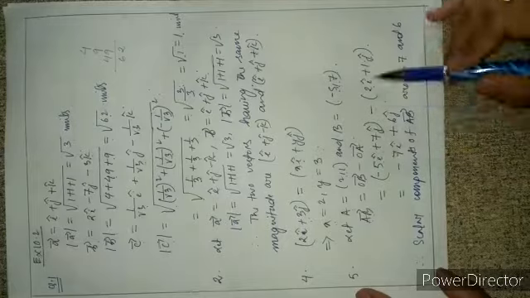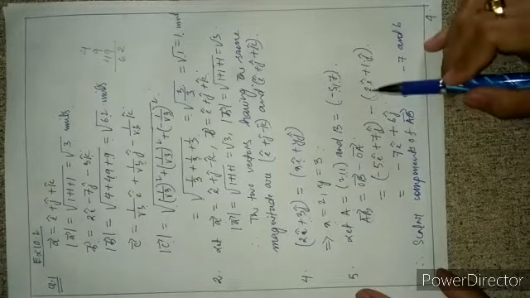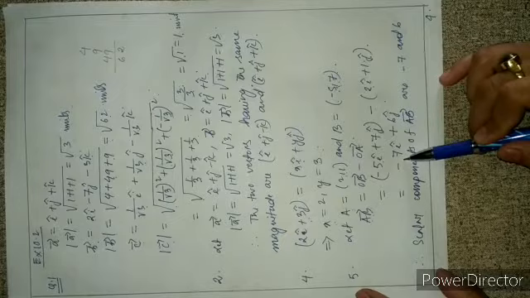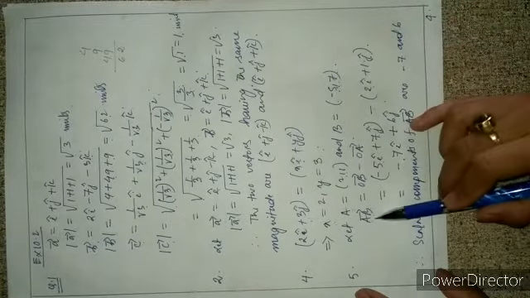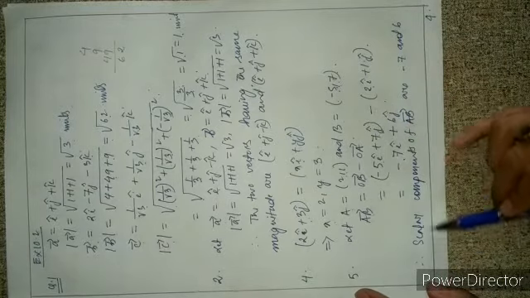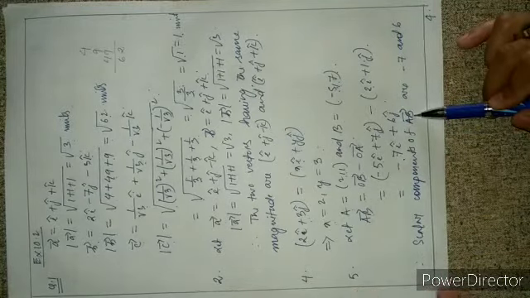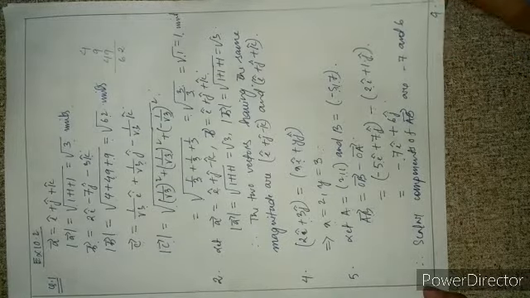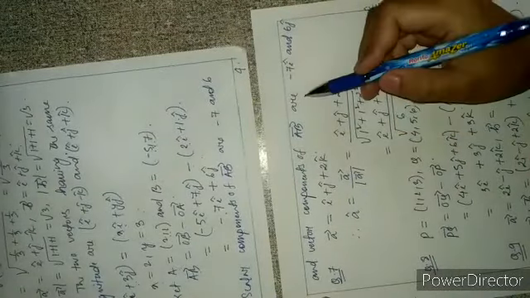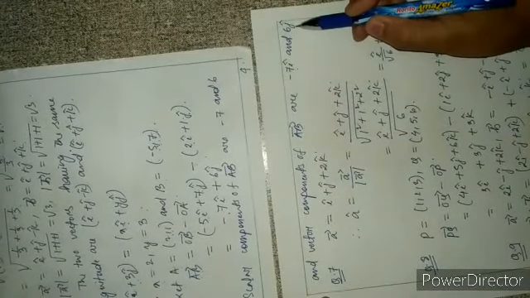Then subtract these vectors. -5 minus 2 is equal to -7 i cap, and 7 minus 1 is equal to 6 j cap. And these are the components of AB vector. Therefore, the scalar components of AB vector are, scalar means real numbers, -7 and 6. And the vector components of AB vector are -7 i cap and 6 j cap.